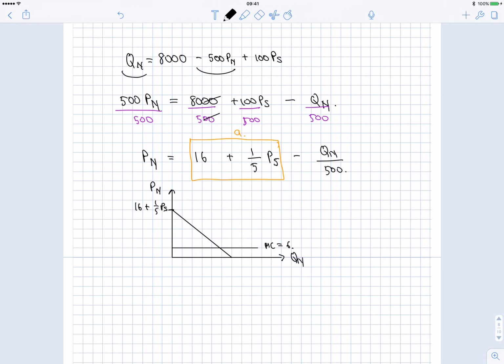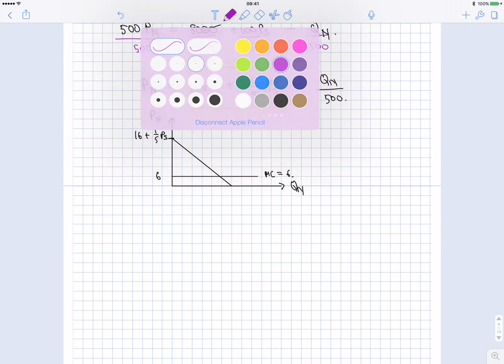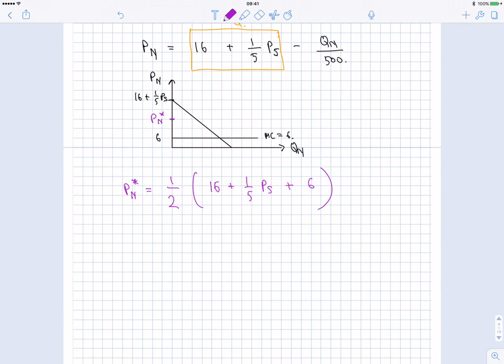Once I've done that, I'm almost done. I know this is 6, so I'm really trying to find the optimal price of the north side, which should be here in the midpoint. And that midpoint, Pn star, should equal a half of 16 plus 1 over 5 PS, which is my A, plus my C, which is 6, divided by 2.